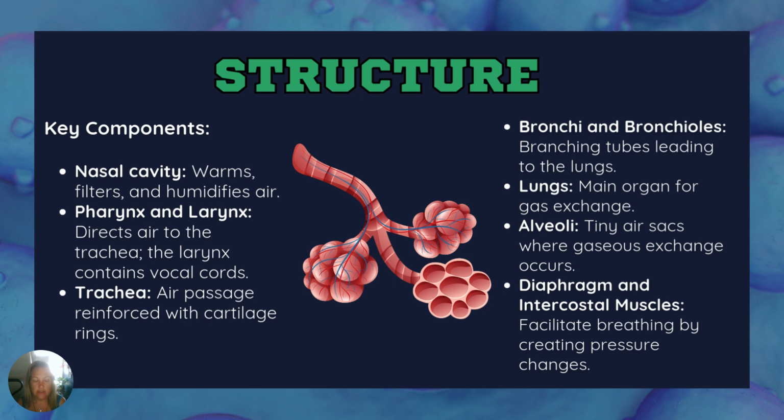The lungs are the main organ of the respiratory system, and they contain millions of alveoli where the gas exchange actually occurs. So the alveoli that I just mentioned are tiny, thin-walled sacs surrounded by capillaries for oxygen and carbon dioxide exchange. And then we've got the diaphragm and the intercostal muscles, which help facilitate breathing by creating pressure changes in the chest cavity.